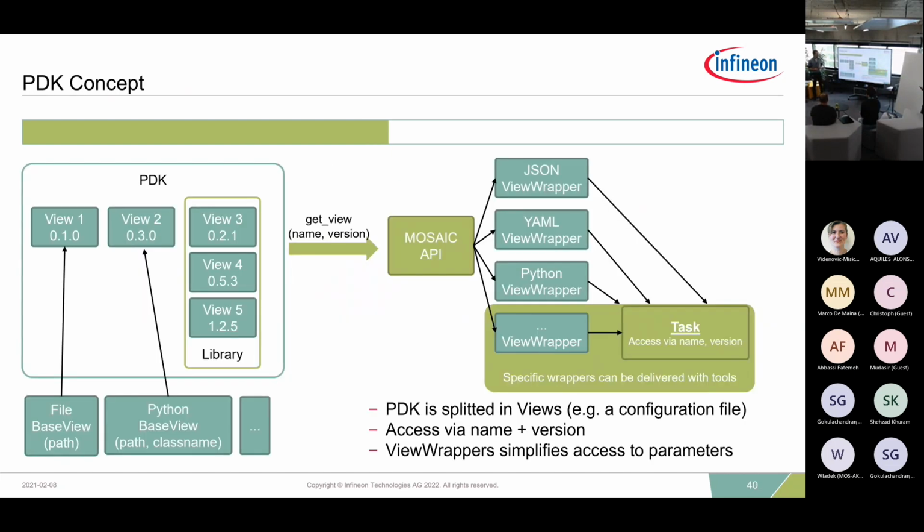So a PDK is here in the MOSAIC framework a collection of views. You can have a PDK, for example, the CDS FFmpt PDK, and you have different views. And behind each view, you basically have some configuration file, for example. So if you're familiar with BAG, it could be maybe this tech params.yaml file or something like that.